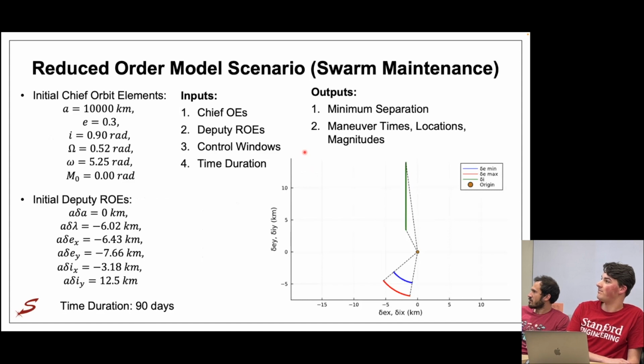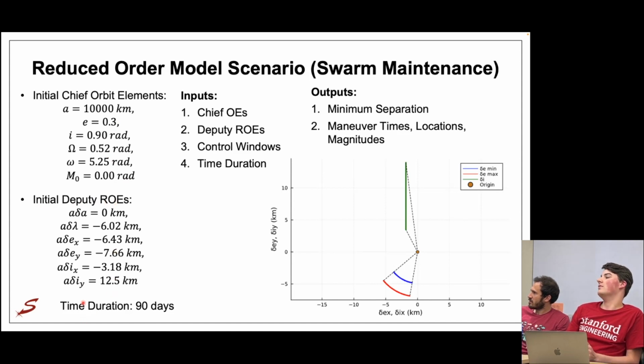Here's a scenario. The inputs are the chief OEs, the deputy ROEs, the control windows, and the time duration. So I set up these chief OEs here. You have a semi-major axis of 10,000 kilometers with an eccentricity of 0.3, some angles. And then you have the initial deputy ROEs where you're starting from, defined here.